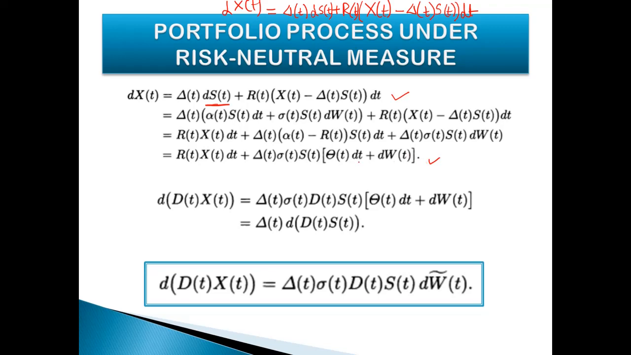Once we have this one, we have to find out d(DtXt). Again simple, it is Dt dXt plus Xt dDt. dDt we have found in the last page, and dXt is given by this. So you just simplify the thing and you will get this one. From this one we can also write this whole thing as dW tilde t. So we have this formula. So it should be clear.